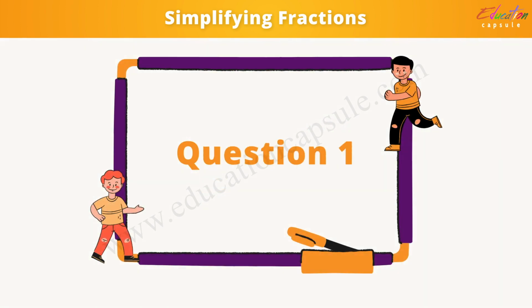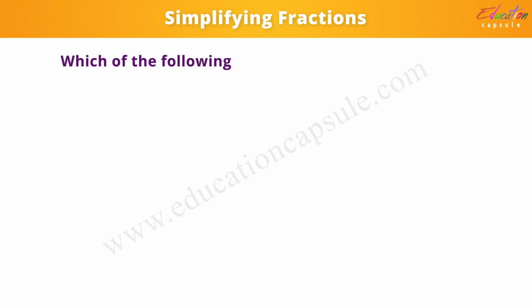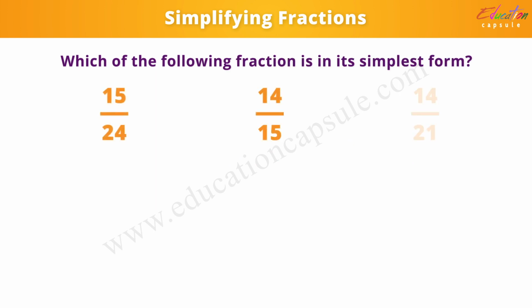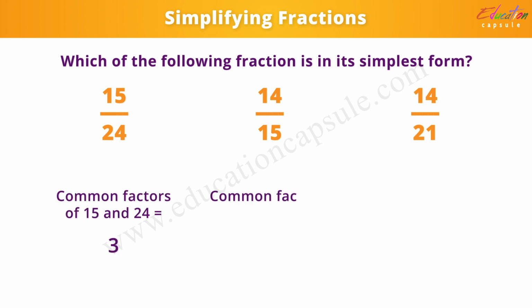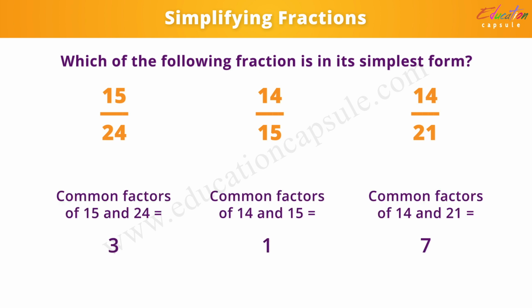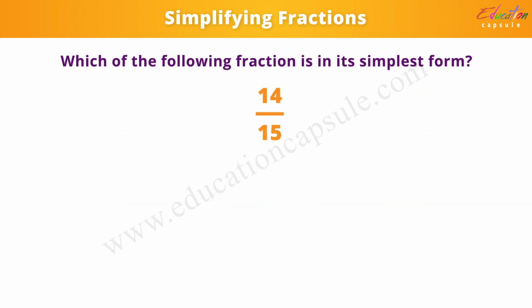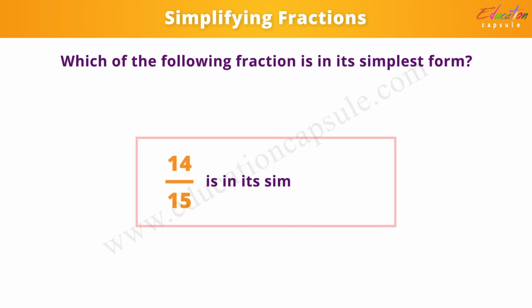Let's try a few questions. Question 1. Which of the following fractions is in its simplest form? Here, we'll find out the common factors for all the numerators and denominators. Therefore, we can see that for 14/15, the common factor is 1. Therefore, it cannot be simplified further as there is no common factor between the numerator and the denominator except the factor 1. Hence, 14/15 is in its simplest form.